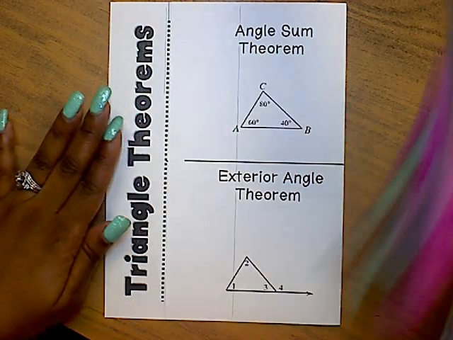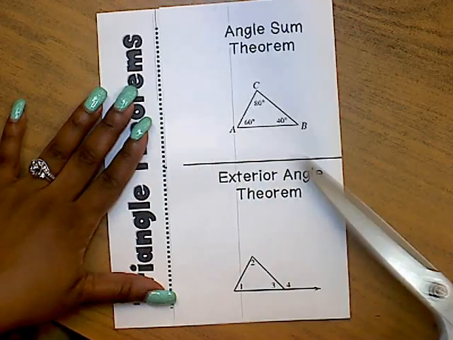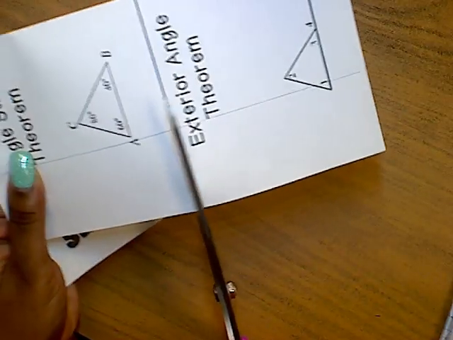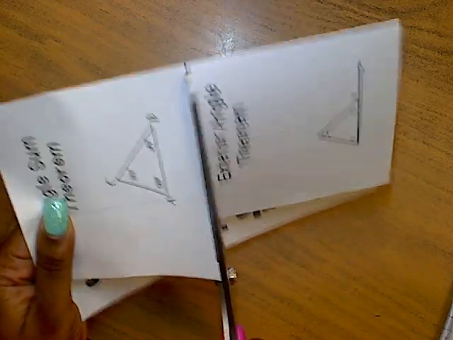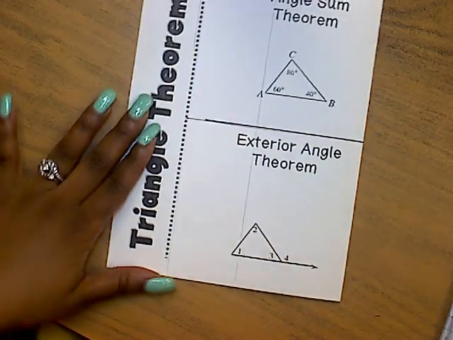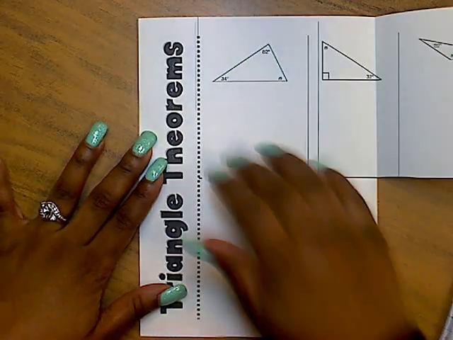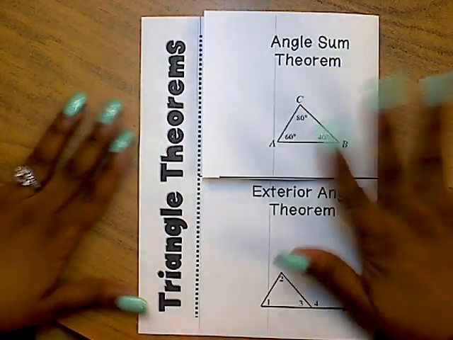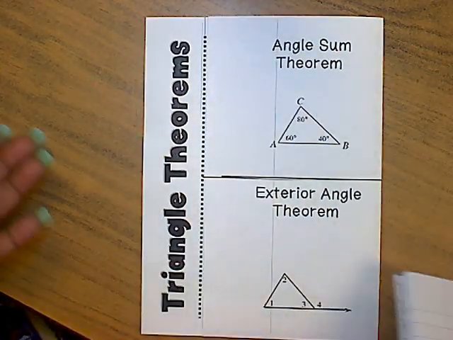We're going to take our scissors and cut this black line all the way across. And voila, you have a foldable. So it opens up, as you can see, and we're going to get back to this foldable, but first you need your paper or your notebook, wherever you're going to be gluing this into.